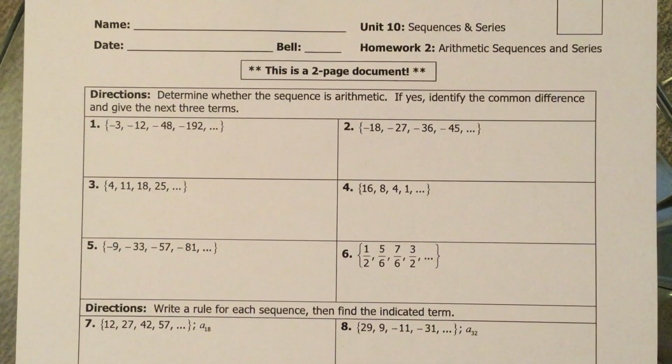And homework 2 is on arithmetic sequences and series. So the first handful of problems, the first page, is all about the sequences, and then the second page is about the series. So this first set, you're just determining whether or not the sequence is arithmetic. So the definition, remember, means that there is a constant difference from term to term.